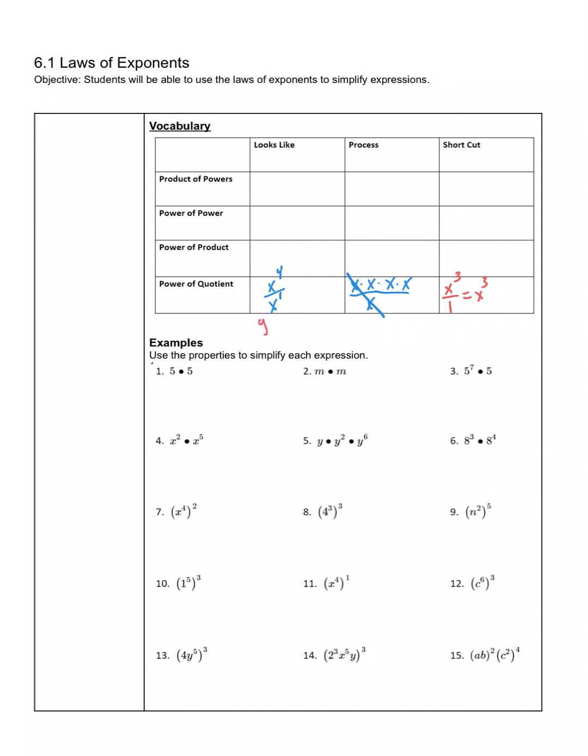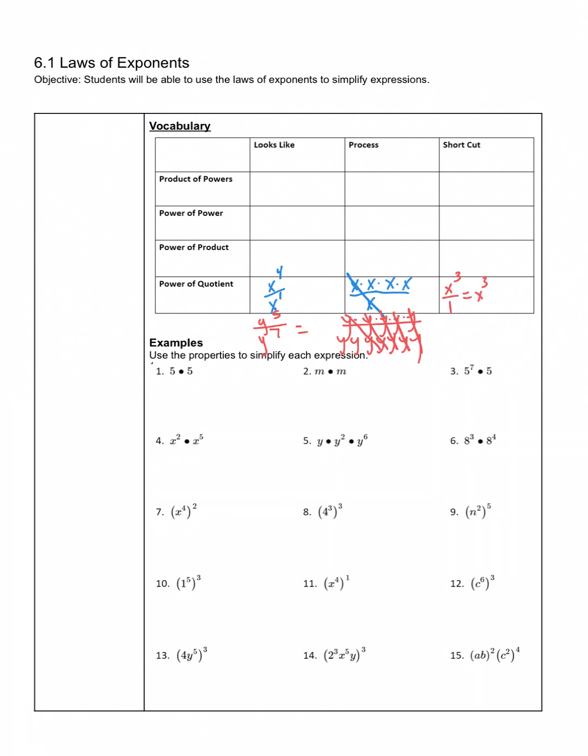Let's say I have y to the fifth over y to the seventh. So on this one, on the top I have 5 y's, 1, 2, 3, 4, 5. On the bottom I have 7. 1, 2, 3, 4, 5, 6, 7. And then I'm going to start canceling. Cancel y and y, y and y, y and y, y and y, y and y. Just be careful how we cancel.